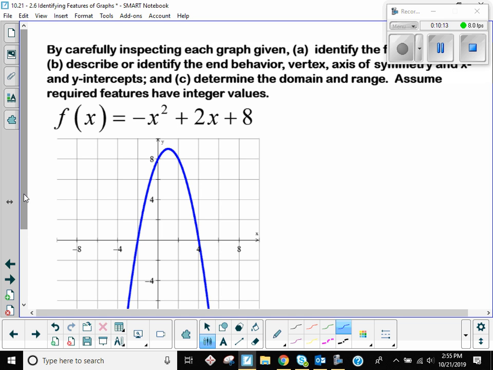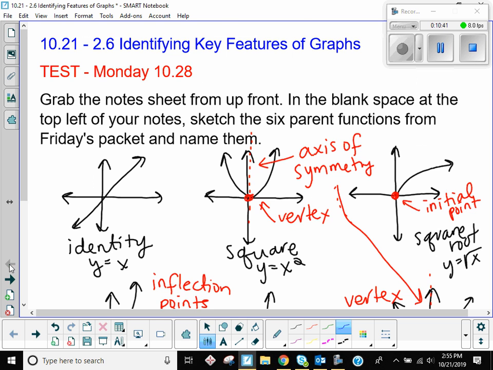You can tell it's going down, which means the a value is negative. The vertex has shifted because it's not at 0, 0. So part A asks us to find or identify the function family. What is the name for this function, the general name that we wrote? Juan, what do you think? Well, so look at the shape of it. And from these notes over here, which one does it look like?